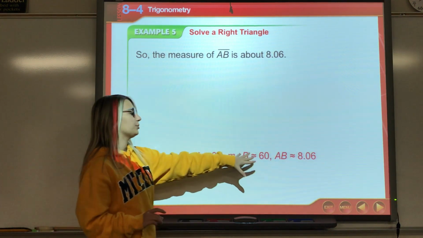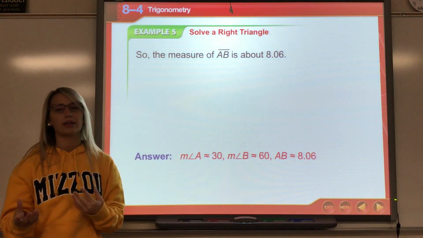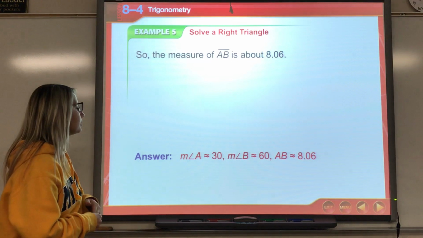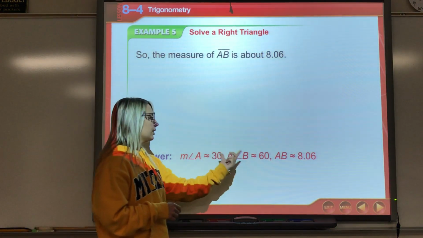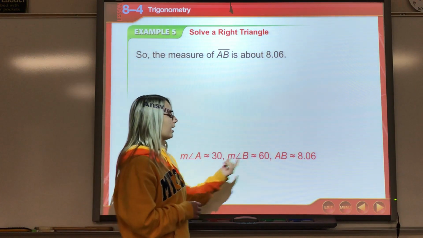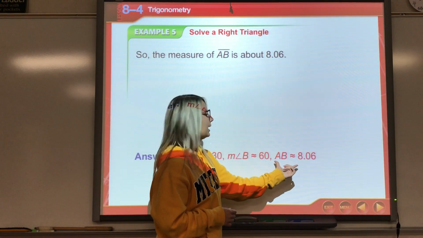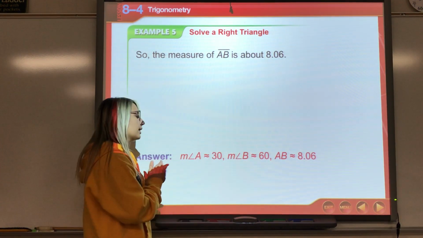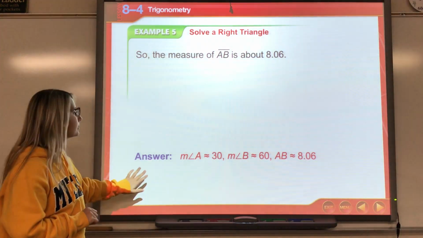So then your answer should be written in this form. You write all the things that were missing in the original triangle. So we found the measure of angle A and the measure of angle B were about 30 and 60. And then the hypotenuse, that segment AB, was 8.06.